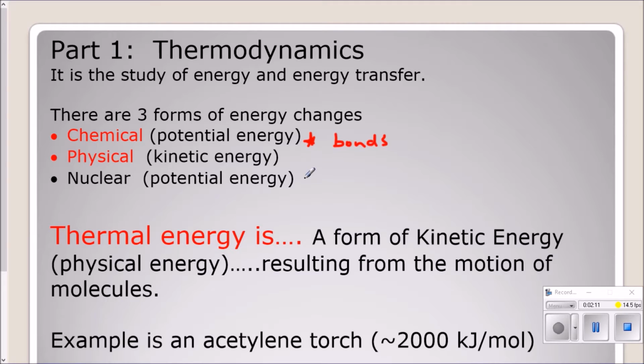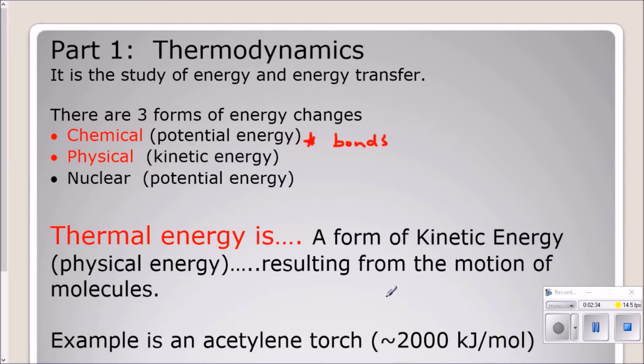Now, a couple of terms here. Thermal energy is a form of kinetic energy, or physical energy, resulting from the motion of molecules. So when we talk about thermal energy, we're really talking about the movement of molecules, and this is important. An example is the acetylene torch, which releases a lot of thermal energy. It releases so much thermal energy that you can actually melt metal with it.